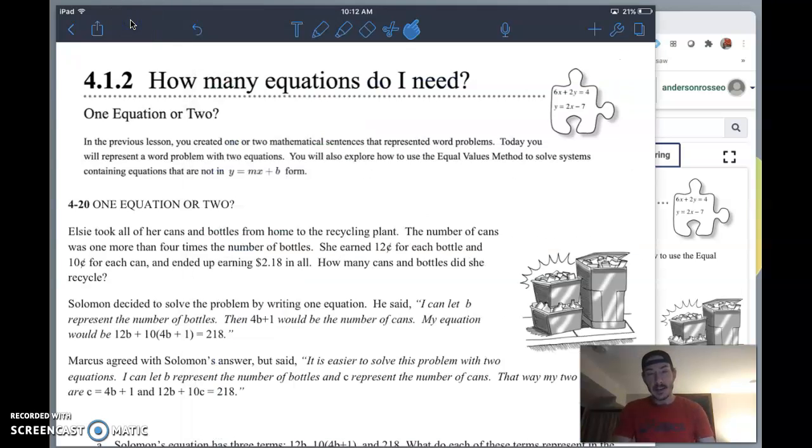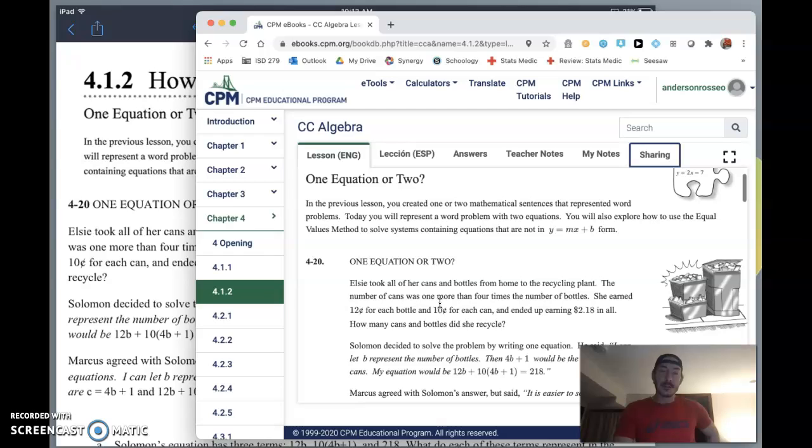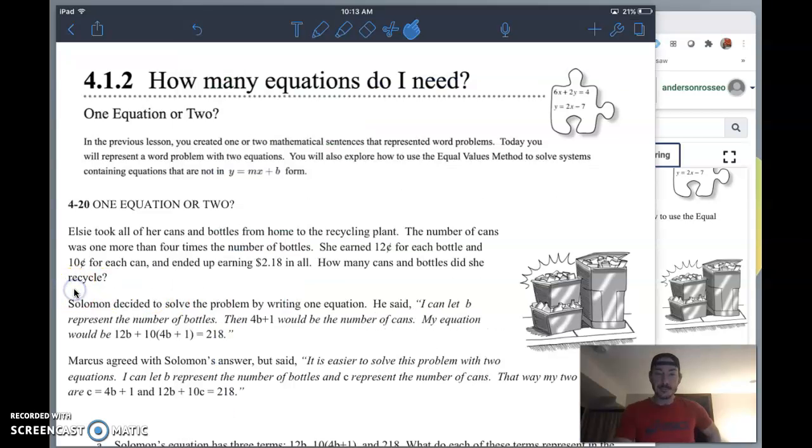And I've got them highlighted in our notes, so you can follow along on my notes, but you can also pull these from your CPM ebook. These are going to be problems 4-20 and 4-21, and like I said, they do come from section 4.1.2.